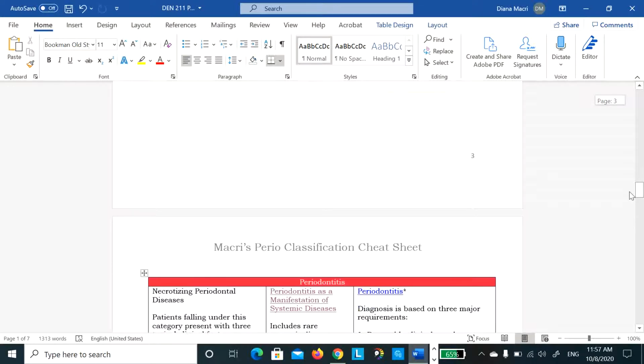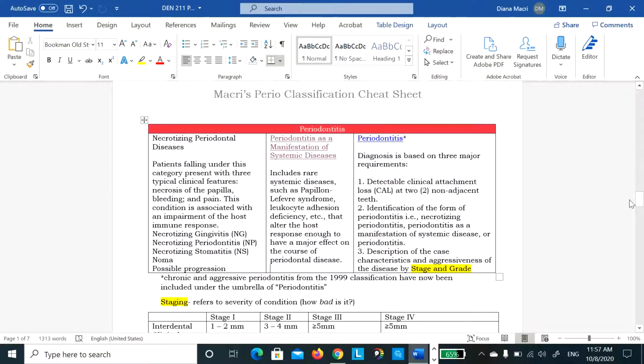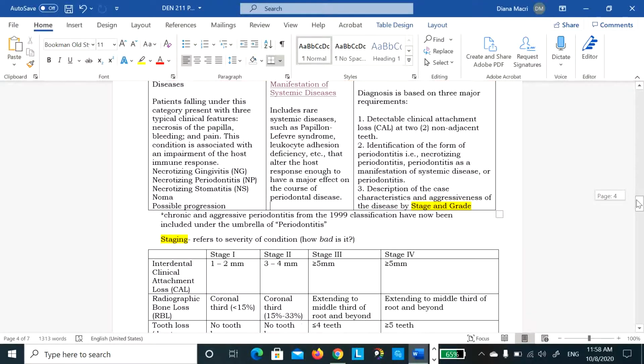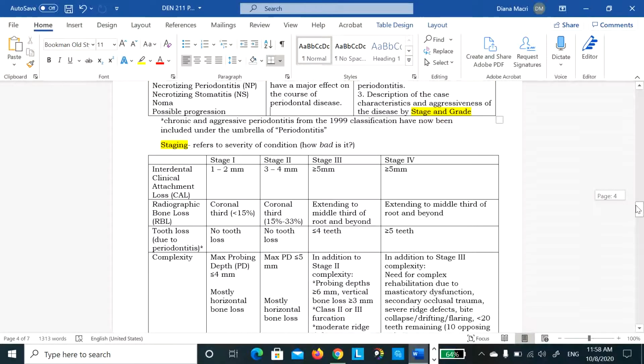So I'm going to scroll down to page 4, and there is all my specifics related to periodontitis. Again, we're not covering this one. We're not covering manifestations. All we're covering right now is this one, periodontitis. Okay, and the same qualifications that were on the PowerPoint are here as well. Okay, clinical attachment loss at 2 non-adjacent teeth, and stage and grade we're going to go into right now.